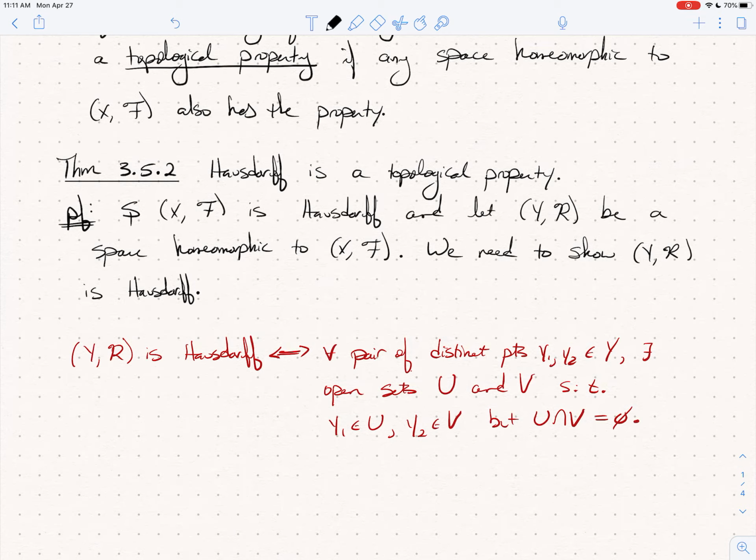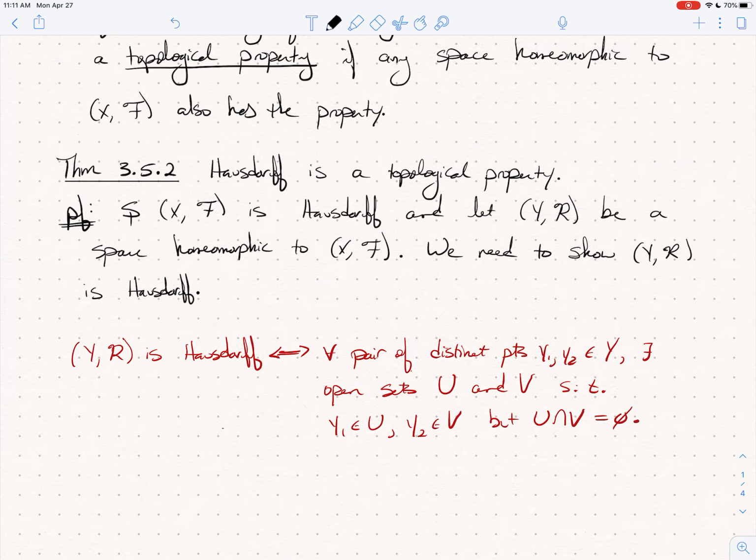So we know that the space Y, R is Hausdorff if and only if for every pair of distinct points in Y, you can find open sets U and V, where y1 is in U, y2 is in V, but the intersection is empty. So the idea is there's a separation. You pick a point here, you pick a point here, and you can put an open set around y1 and an open set around y2 where there is no intersection between them. These open sets don't overlap. So that's the idea.